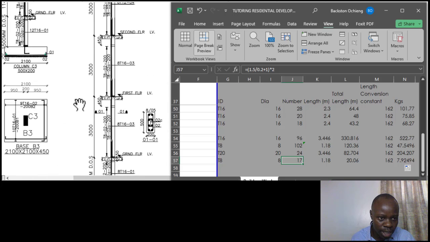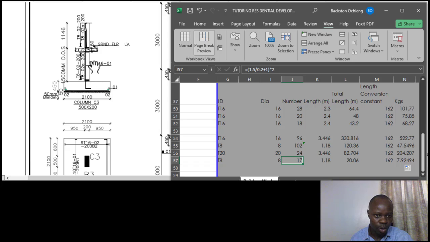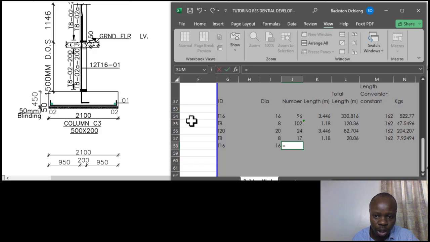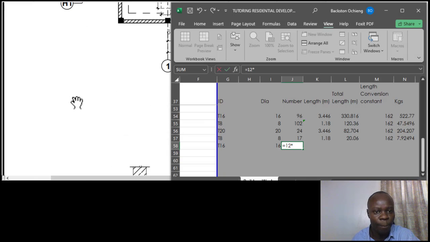Column C3, I can see it's just close here. So here it is. Alright. So the main bars, look at that, 12 T16. So the main bar is T16. The diameter is 16. The number is what we need to find out. For each column, there are 12. Then for you to know how many columns there are, get back to the plan and confirm.